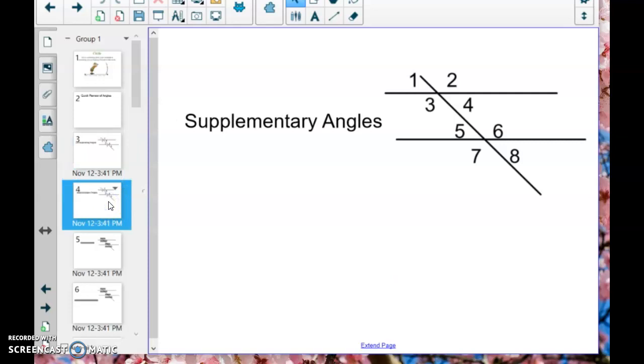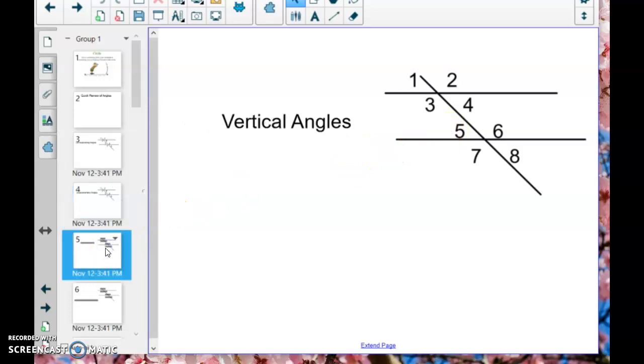Supplementary angles, remember, are angles that sum to 180 degrees. There are lots of angles on this kind of parallel lines cut by a transversal that will sum to 180 degrees. So angle 1 and angle 2, angle 4 and angle 3, and of course angle 3 and angle 1. And then on the second part we have angle 5 and angle 6, angle 8 and angle 7, and of course angle 7 and angle 5 would all be supplementary angles.